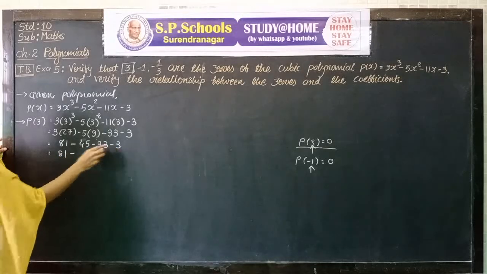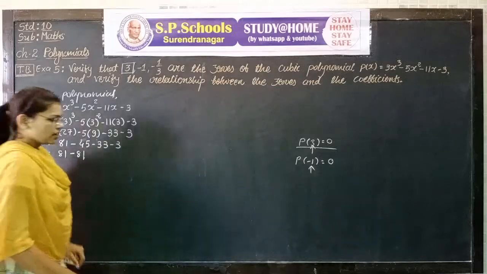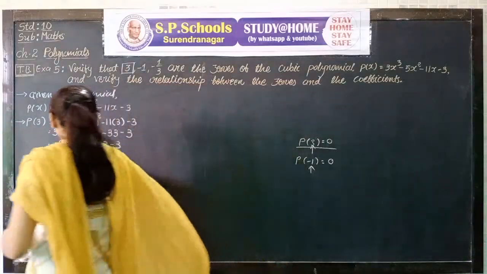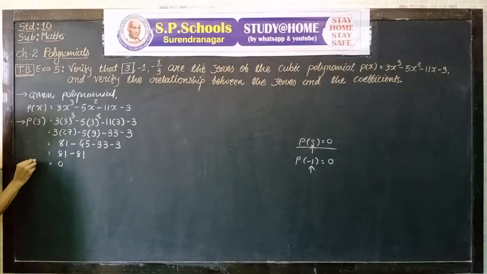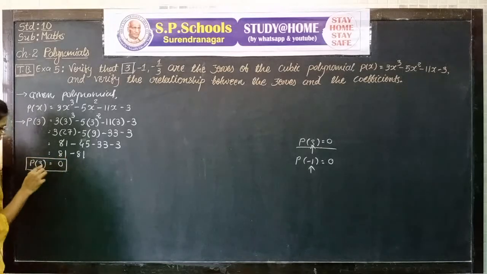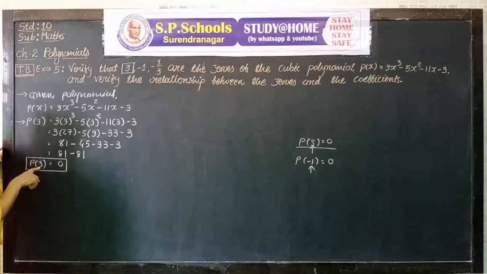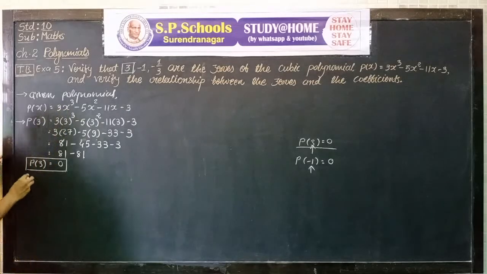It gives minus 81. 81 minus 81, both are opposite numbers, so the subtraction is 0. P of 3 is equal to 0. Here P of 3 is equal to 0. That's why we can say that 3 is a zero of the given cubic polynomial.